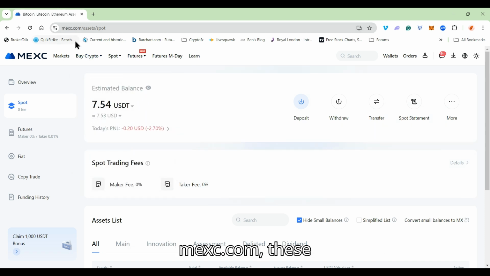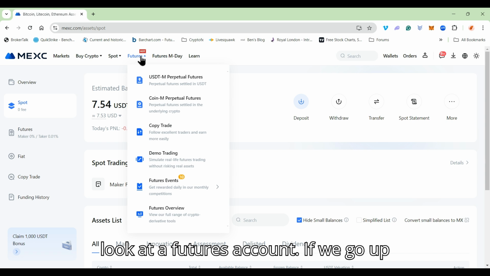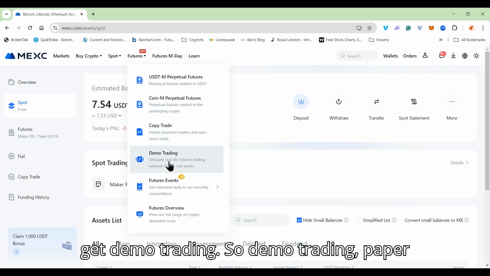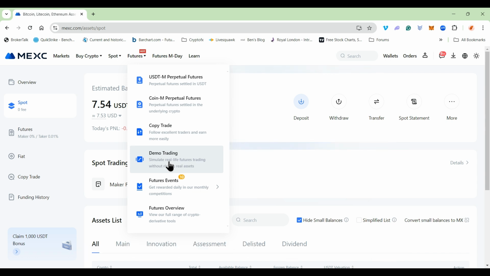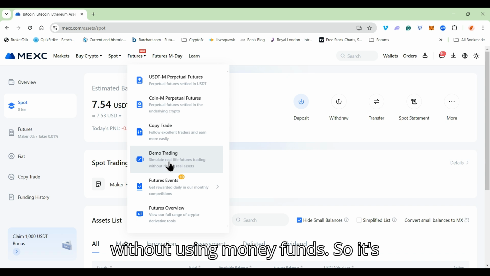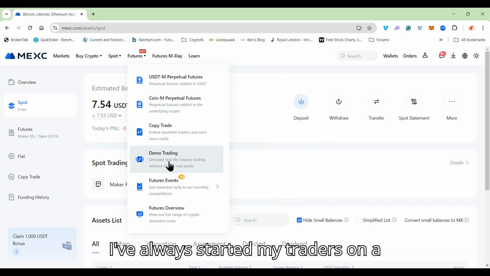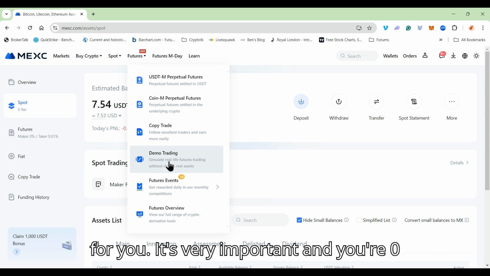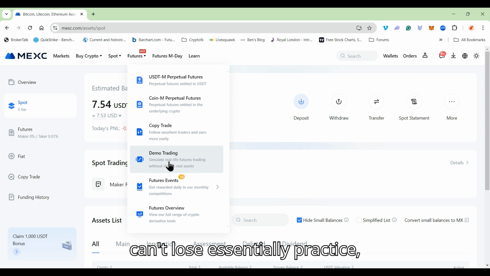mexc.com, these accounts are free. What we do is then we look at a futures account. If we go up here, once we've logged in, you can also get demo trading. So demo trading, paper trading, simulator trading is all trading without using money, funds. So it's kind of like the same response. I've always started my traders on a simulator, and I think the same goes for you. It's very important. Then you're zero risk and you can try your process. You can't lose. Essentially, practice, practice, practice.